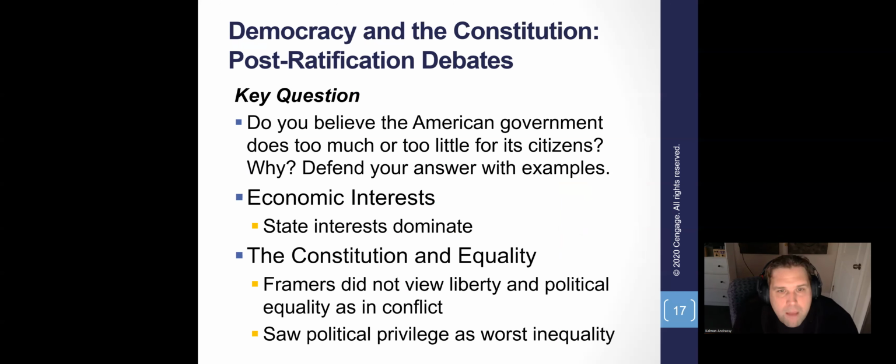Okay, so some of the post-ratification debates, right? And this is something to ask yourselves as well. So, do you believe that the American government does too much or too little for its citizens, and why? And I want you to defend your answers, right? And if you can, maybe post in the comments or something like that, I would very much appreciate that.